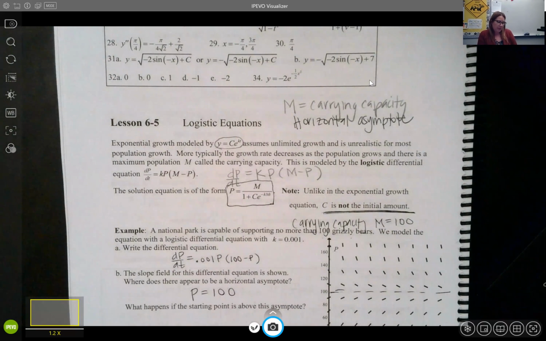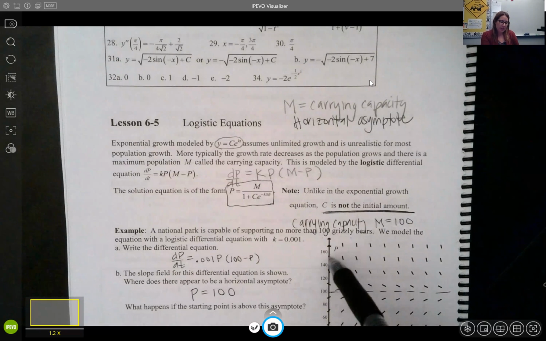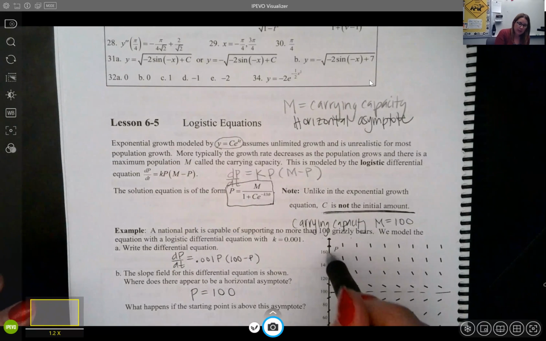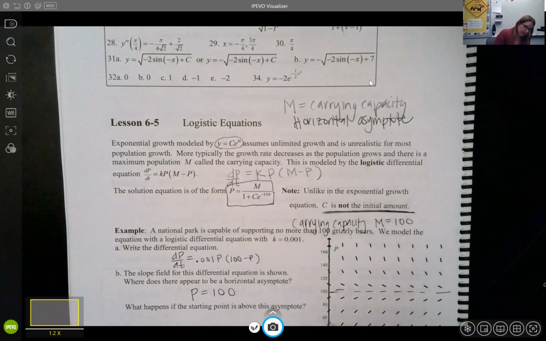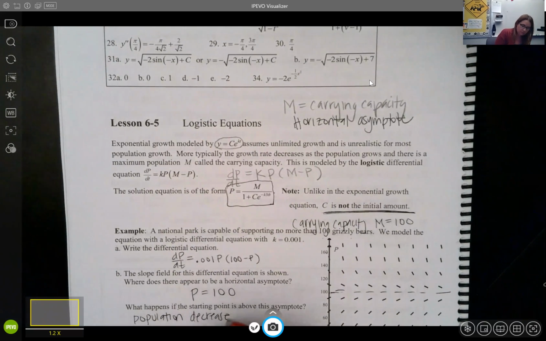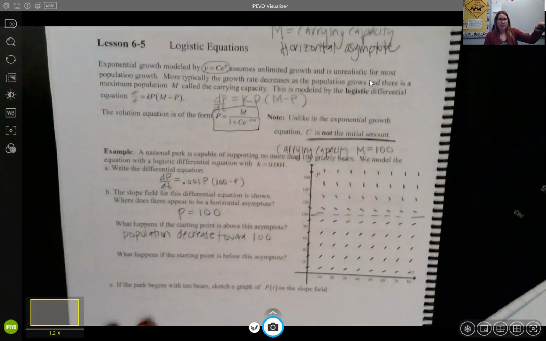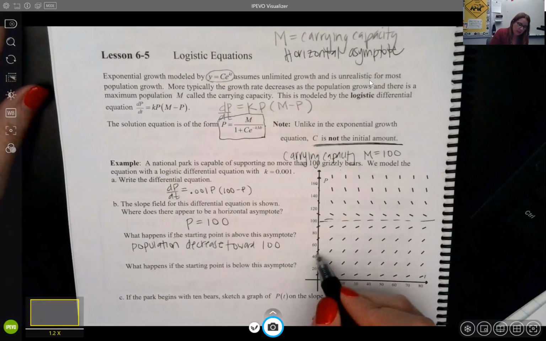Okay, what happens if the starting point is above the asymptote? So if I started up here on my starting point, then my graph's going to kind of go down like this, and then it's going to approach the asymptote, right? So if I am starting up high, then the population is going to decrease. So the population will decrease toward 100.